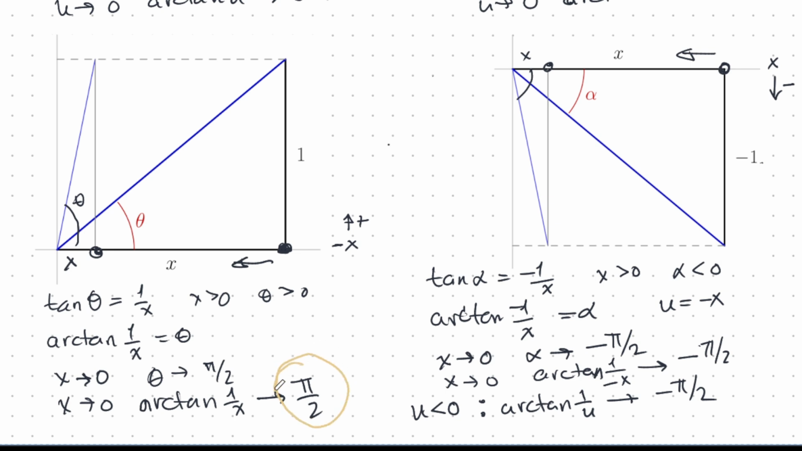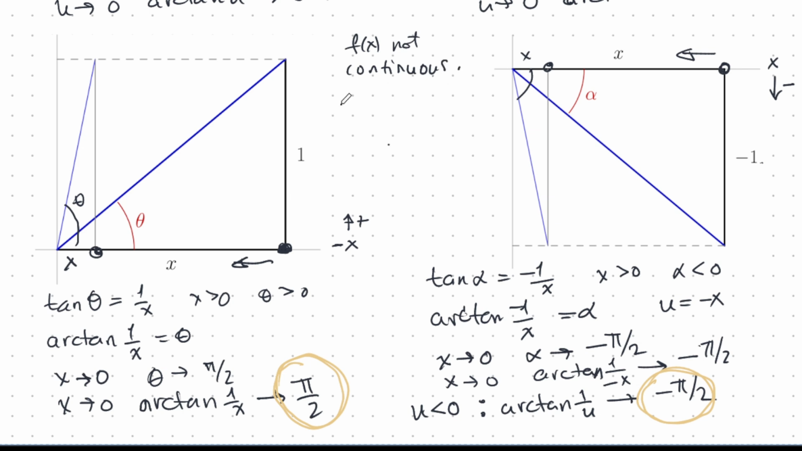Okay, so when I approach 0 this way, I get pi over 2. When I approach 0 the other way, I get pi over 2. So that's a huge problem. That means our function is not continuous. So f of x is not continuous. But actually, it's more than that.